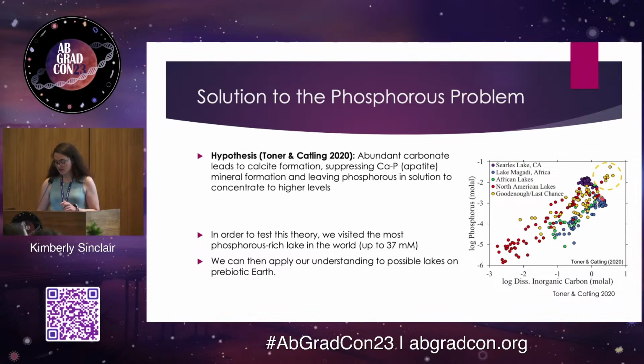This plot on the right-hand side is from Toner and Catling 2020. You see very high phosphorus concentrations in these lakes on the top right side, which are Goodenough and Last Chance Lake. And so that's where we wanted to visit to understand why you're getting these very high concentrations of phosphorus. We can then apply our understanding of these lakes to possible analog lakes on prebiotic Earth where origin of life could have happened.